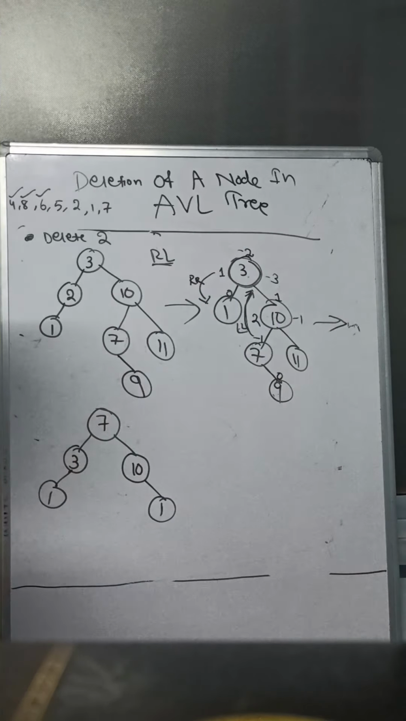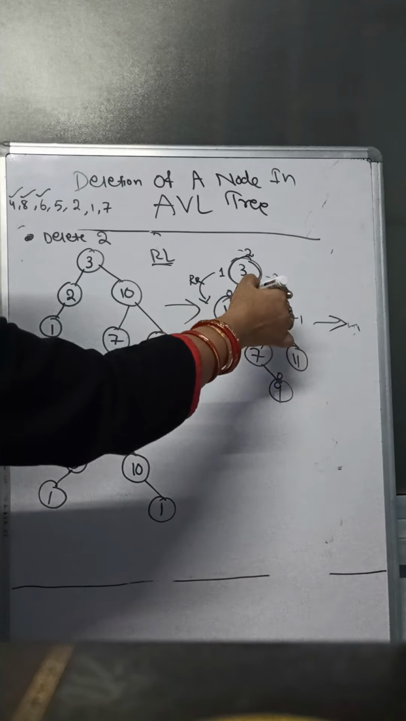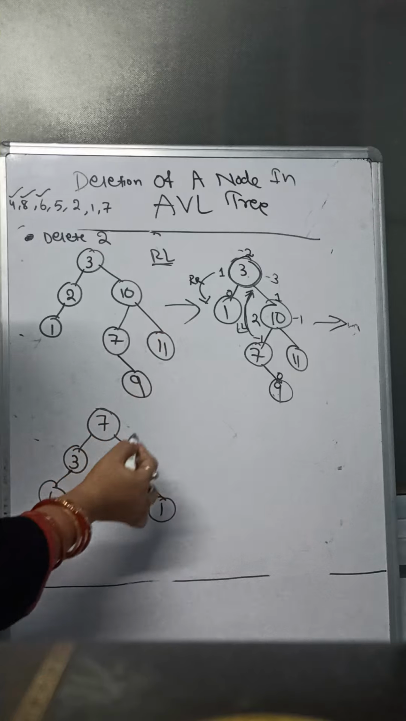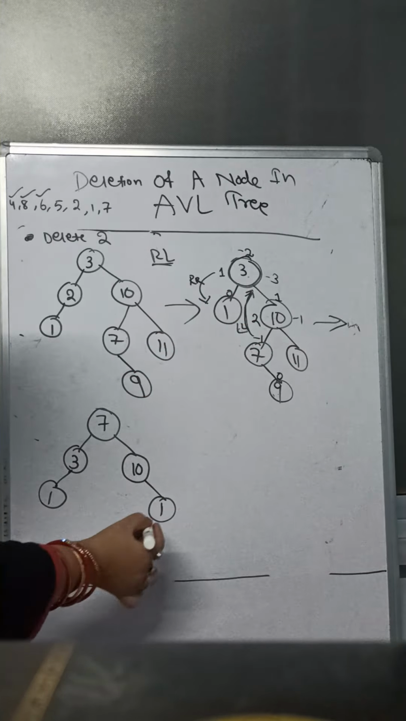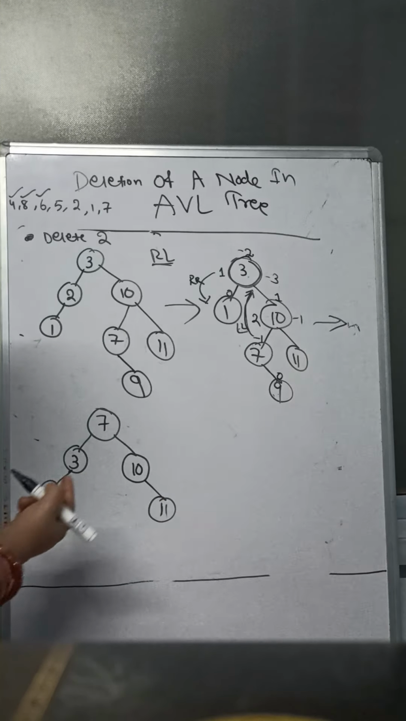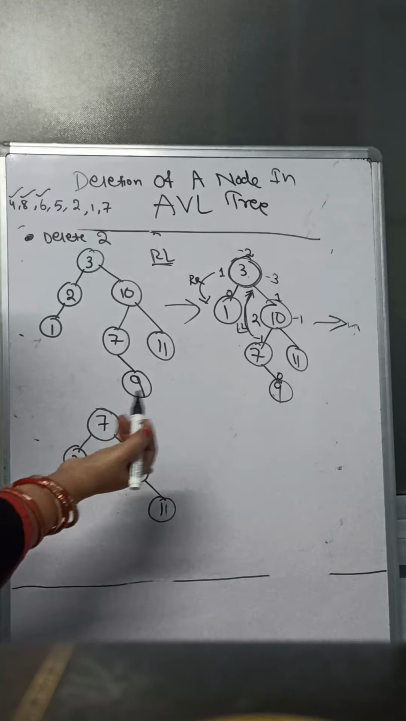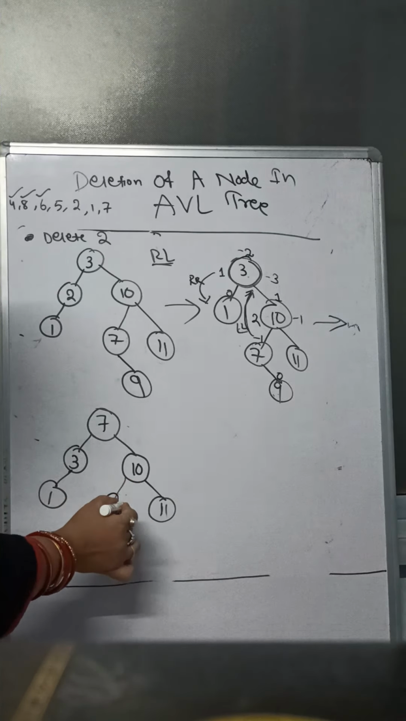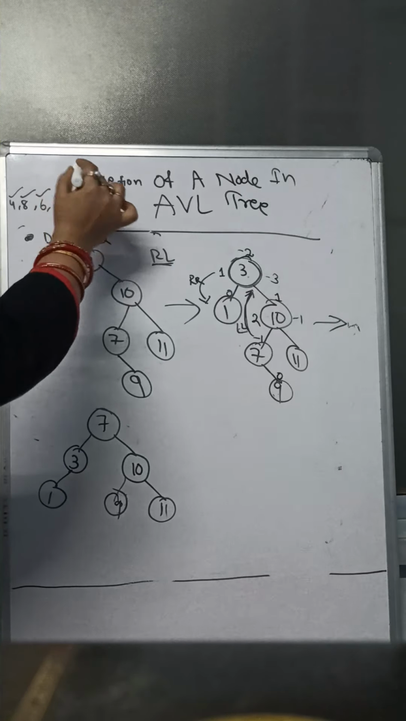Which rotation does 7 have to take? 7 has to take the clockwise rotation, LL rotation. So RL rotation. Now 3 comes here, 1 comes here, then 10 is to the right of 7, and 11 is to the right of 10. Then the link of 9 will be cut. So where do I place 9? According to the BST rule, 9 is greater than 7 and less than 10. So we have deleted till here.